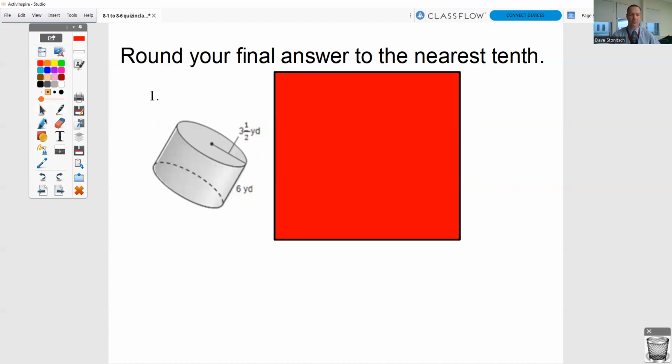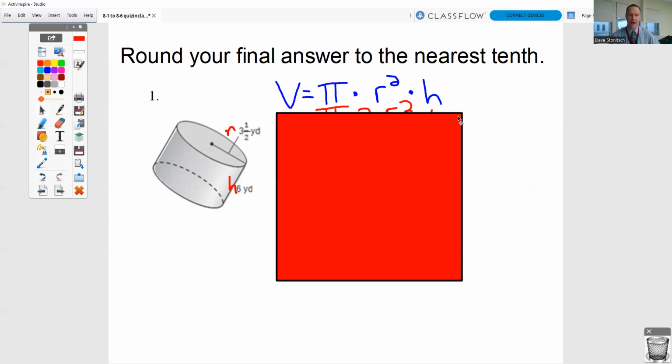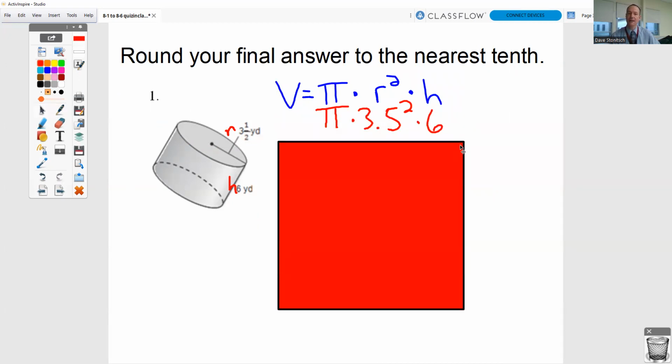So take a look at question number 1. In question number 1, you are given the radius. The radius goes halfway across the circle. This is 3 1/2 or 3.5. The height of our cylinder is 6. So we want to use the formula for volume of a cylinder, pi r squared h. Pi stays pi, 3.5 squared is your radius, and your height is 6. So multiply all 3 of those things together.